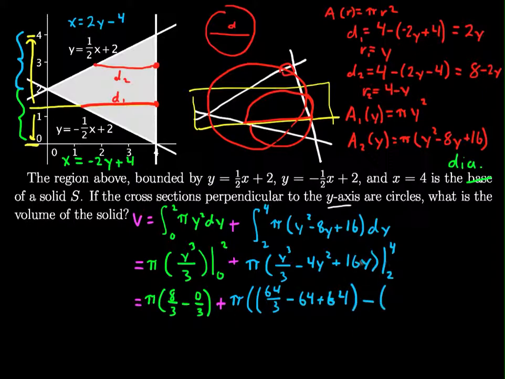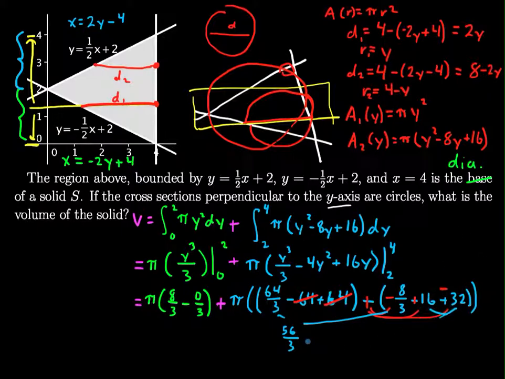Minus, and I put in the 2, and I get 2 cubed over 3, which is 8 over 3, minus 2 squared is 4 times 4 is 16, plus 32. Okay. So let's go through and see what we can do here. These cancel. Let me send this through. So I get plus, minus, plus, minus. Let's see, so 64 thirds minus 8 thirds gives me 56 thirds. These will give me a minus 16.